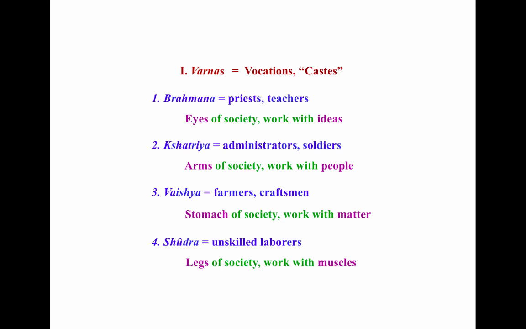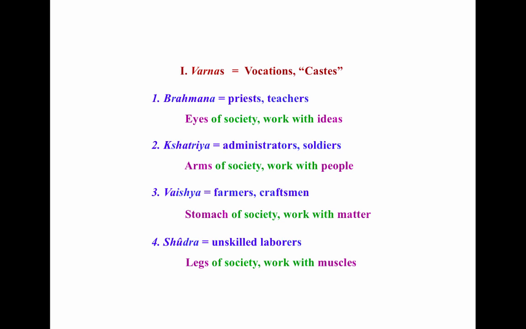And the Hindus like to compare each of these castes or callings or vocations to parts of the body. So the Brahmanas are the eyes of society, the Kshatriyas the arms, the Vaishyas the stomach, and the Shudras the legs. And they want to insist all of these are equally important. A body can't function without eyes or without arms or without a stomach or without legs. We can't function properly. We need all of those parts. And so also does society.